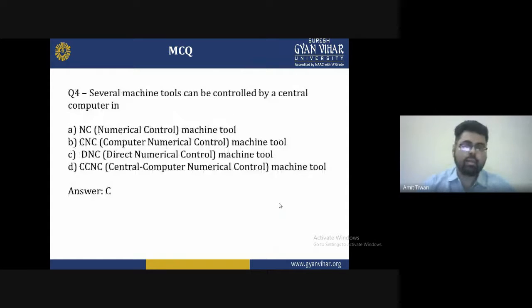Question 4: several machine tools can be controlled by the center. The options are NC numerical control, CNC numerical control, DNC, and CCNC numerical control. The first case, computer numerical control machine tool. So these are the reasons why we are selecting a computer numerical control tool for the external center established here for a long time.